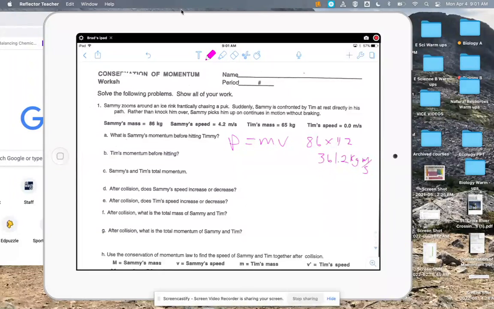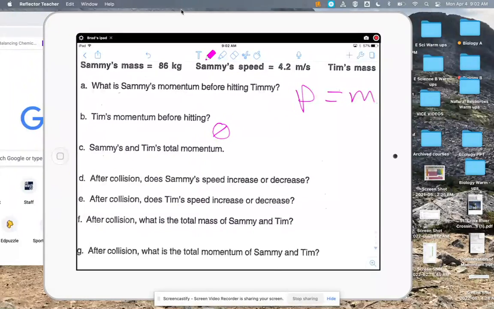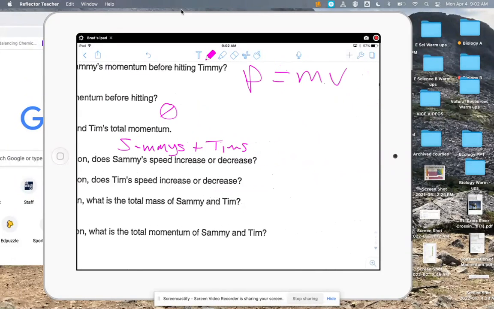Tim's momentum, on the other hand, before hitting is going to be zero. Like I said before, he's got no velocity, therefore no momentum. Now, Sammy and Tim's total momentum, you would combine both of them. So Sammy's plus Tim's. And since Tim's is zero and Sammy's is 361.2, 361.2 plus zero, basically this is the momentum of this system.